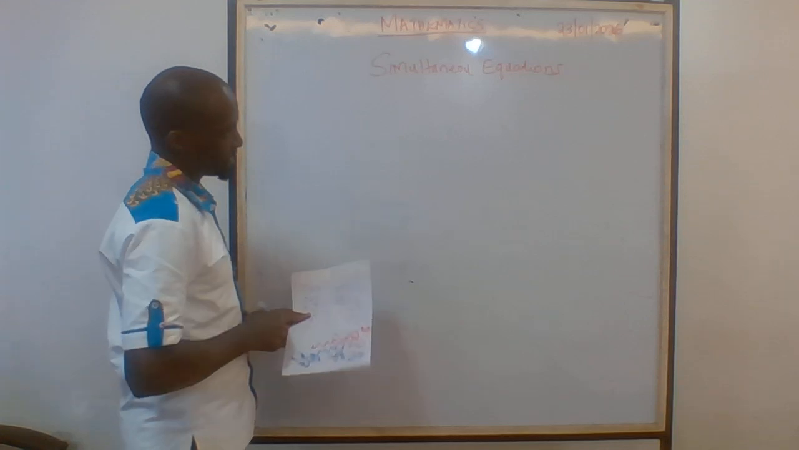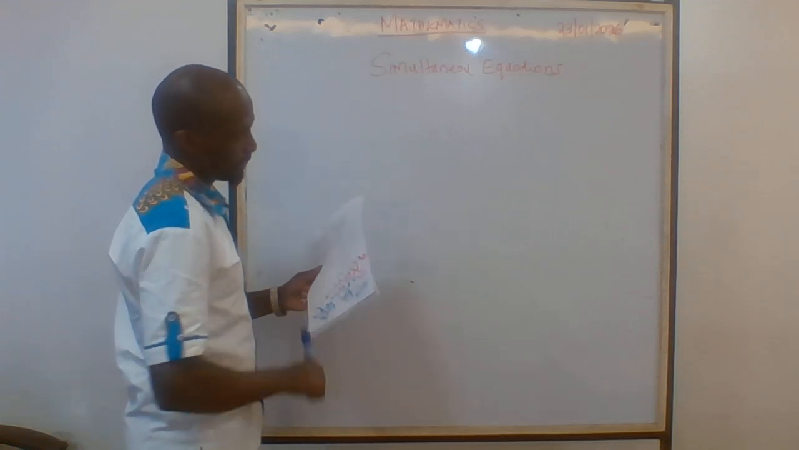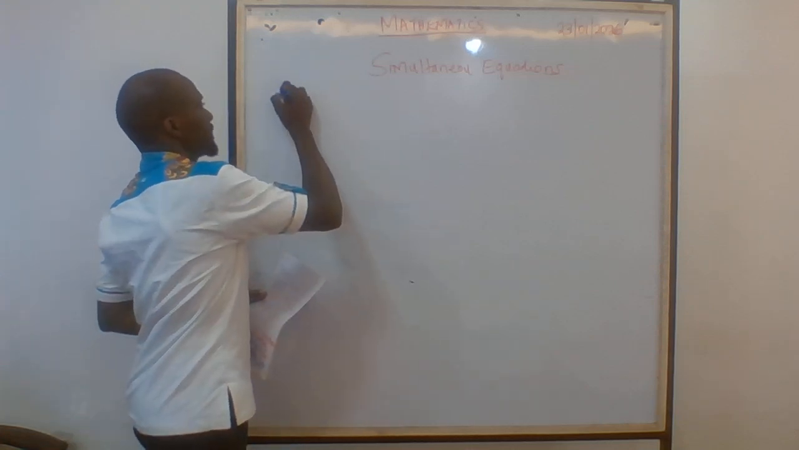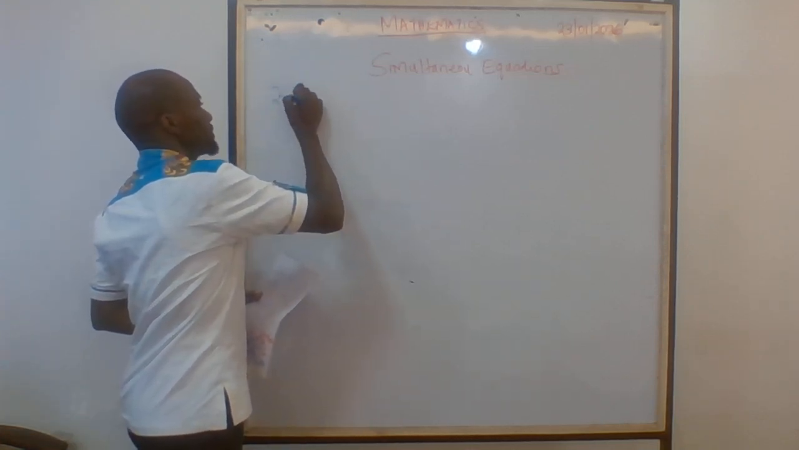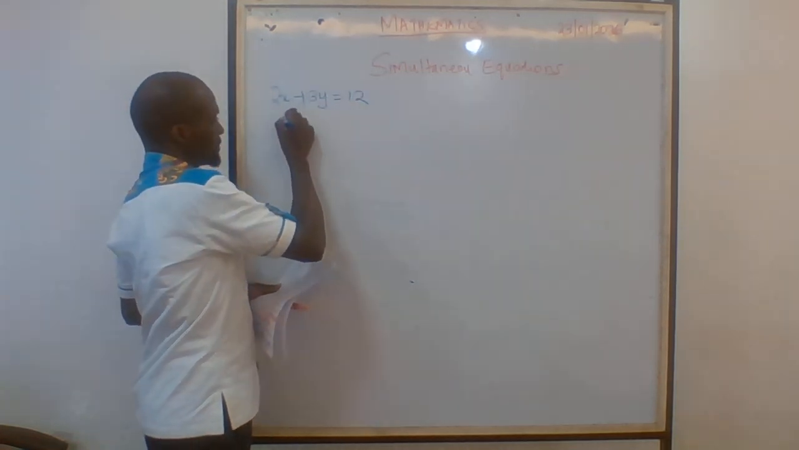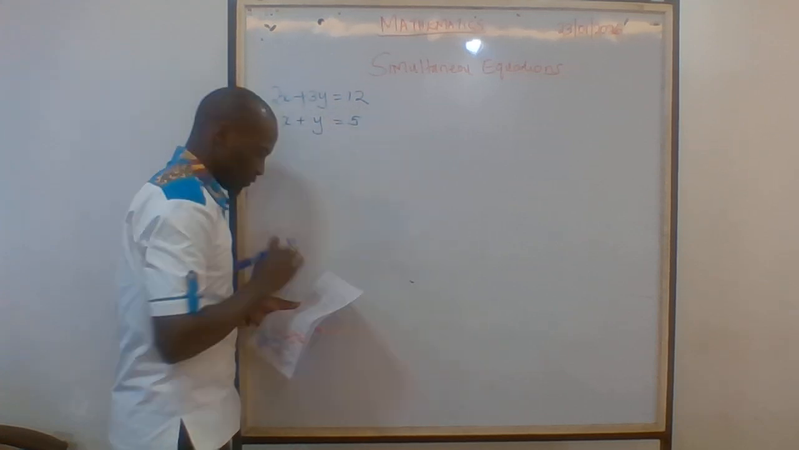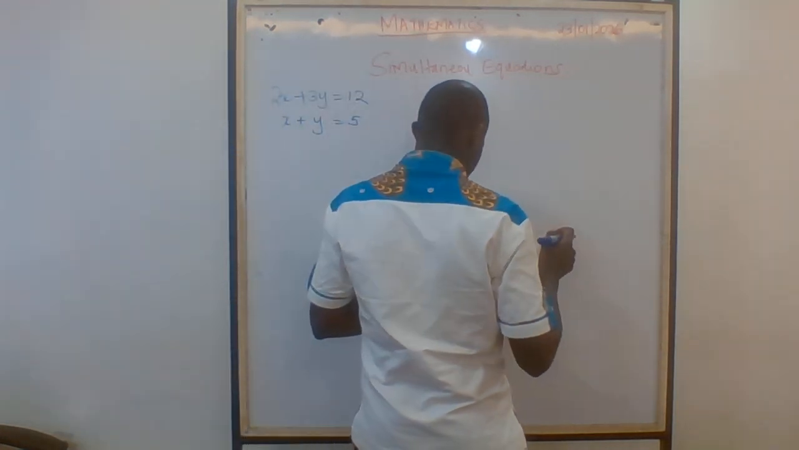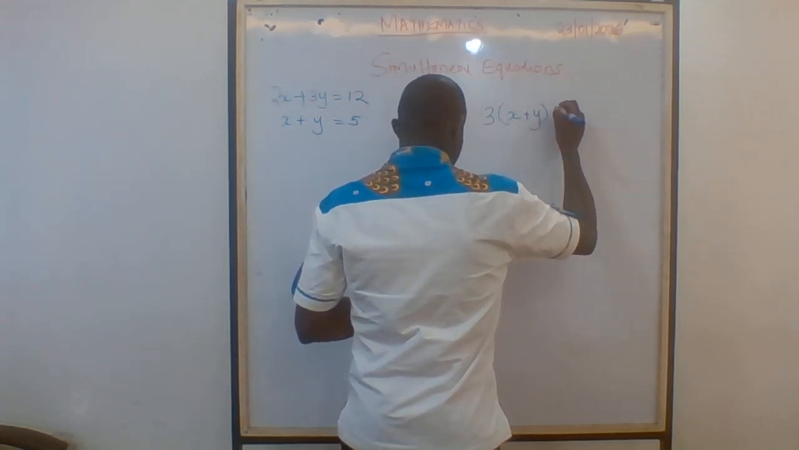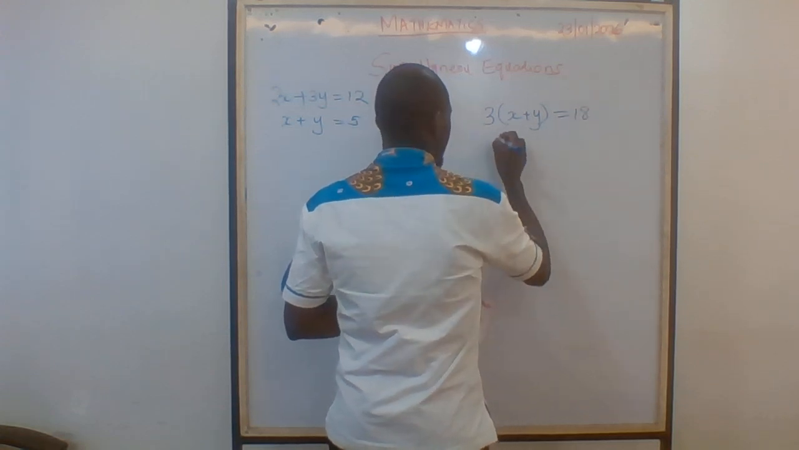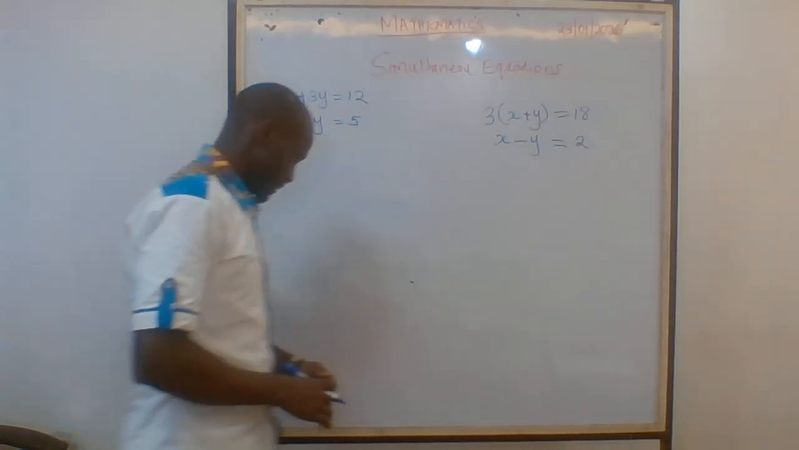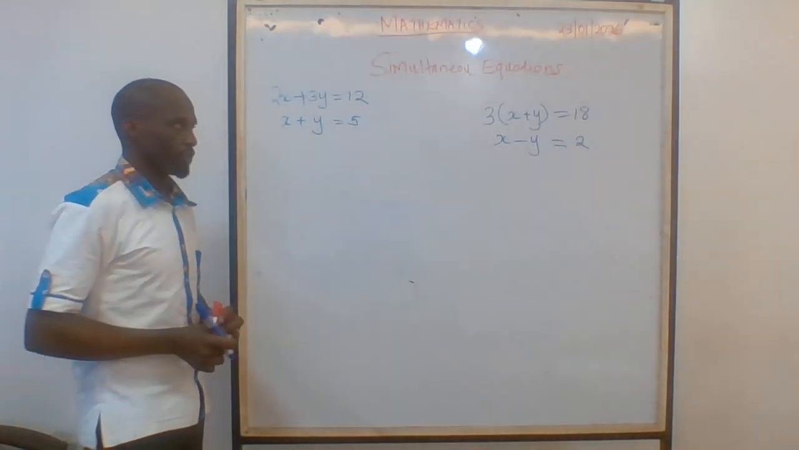So allow me first of all to write an example that we shall be trying, two examples here, so that we can have at least two good examples for today's session. So we're going to have 2x plus 3y is equals to 12, then x plus y is equals to 5. That's one equation set. The other that we want to look at is 3 into bracket x plus y is equals to 18, and then x minus y is equals to 2. So those are two examples that we shall be solving using the substitution method for now.